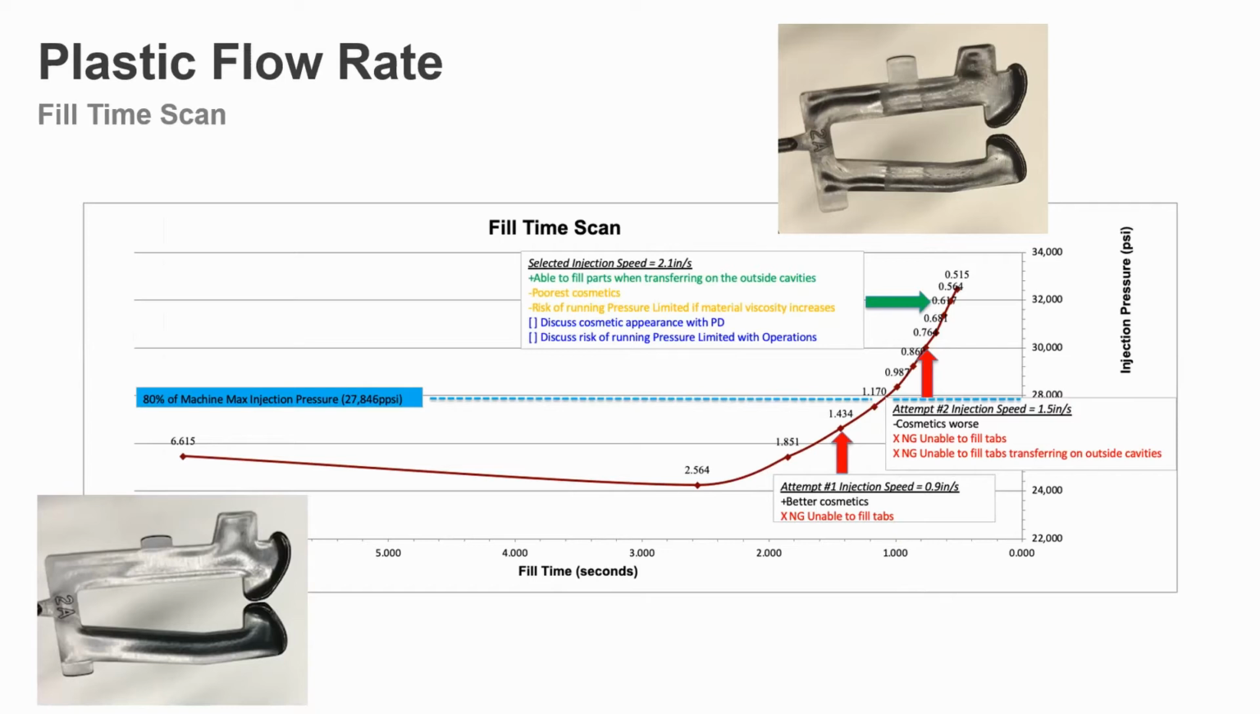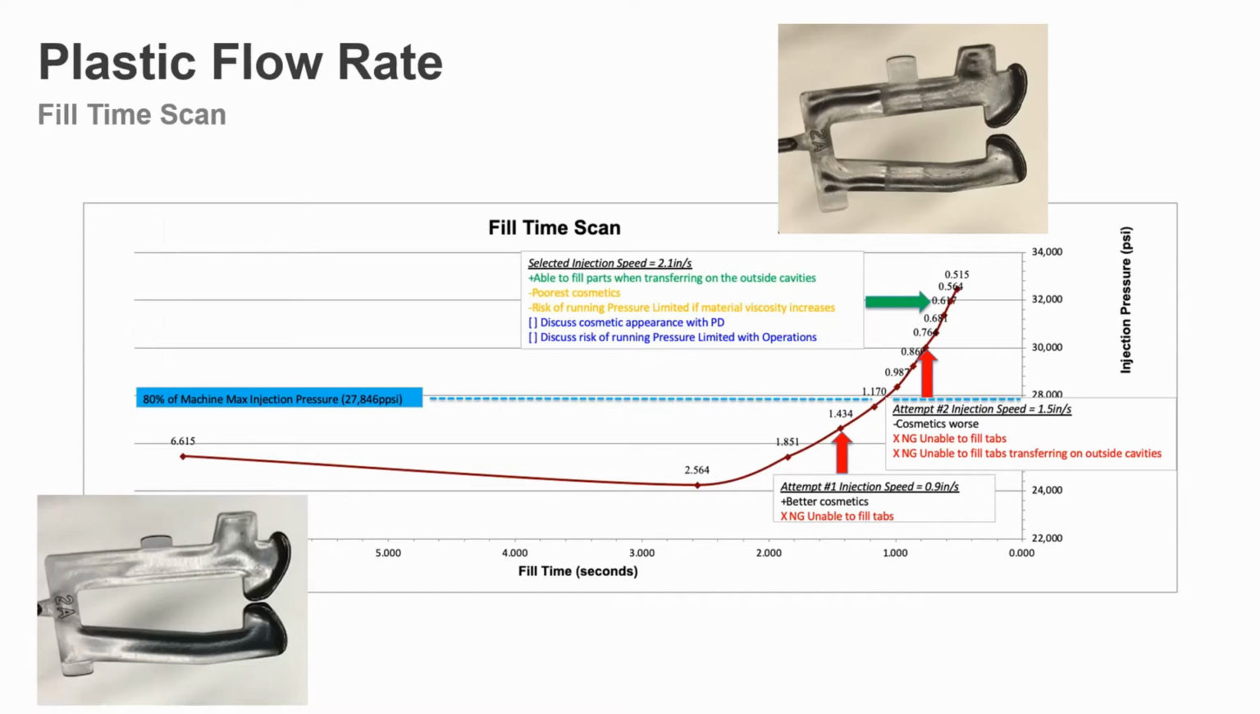So you can see here we plotted it out. We first liked the cosmetics better at that slower speed, but as Jen warned us here, we were unable to fill those tabs that are hesitating. So we went to a faster injection speed, compromised some on the cosmetics. Once again, we were unable to fill the tabs. We also tried what we call transferring the outside cavity. We're essentially trying to fill the cavities fuller on first stage. That still didn't work. So we ended up at the selected speed, which is in the far right corner there.